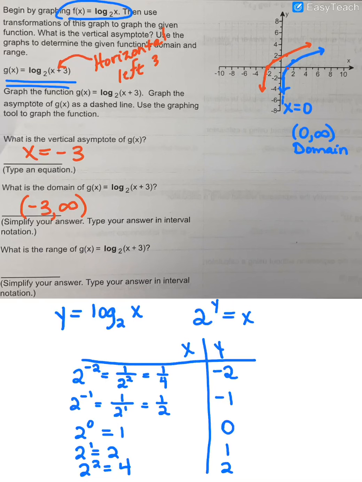And then the range of the original function was all real numbers, because we see an arrow going down to negative infinity, and then we're going up to positive infinity. So my original range is negative infinity to positive infinity. Shifting to the left did not change that original range. That range is still going to be from negative infinity to positive infinity.